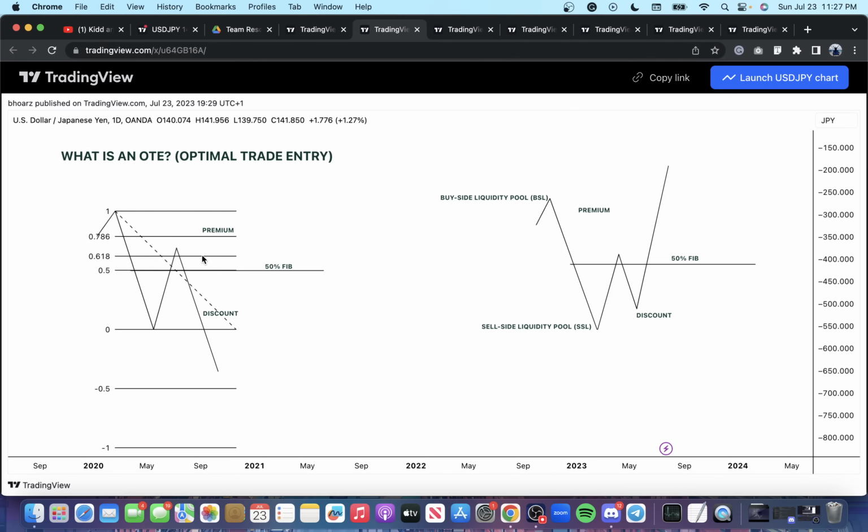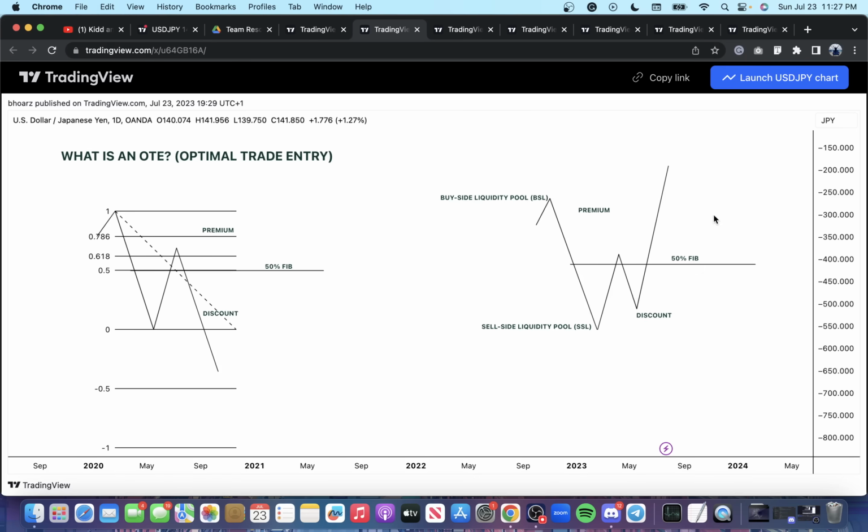And then what you're looking for is PD arrays inside the range. So if you're looking to be a seller, you're looking for premium arrays inside your 786 to 618 Fibonacci level. If you're looking to be a buyer, you're looking for discount arrays inside your 786 to 618 Fibonacci level. And that's where you buy from.